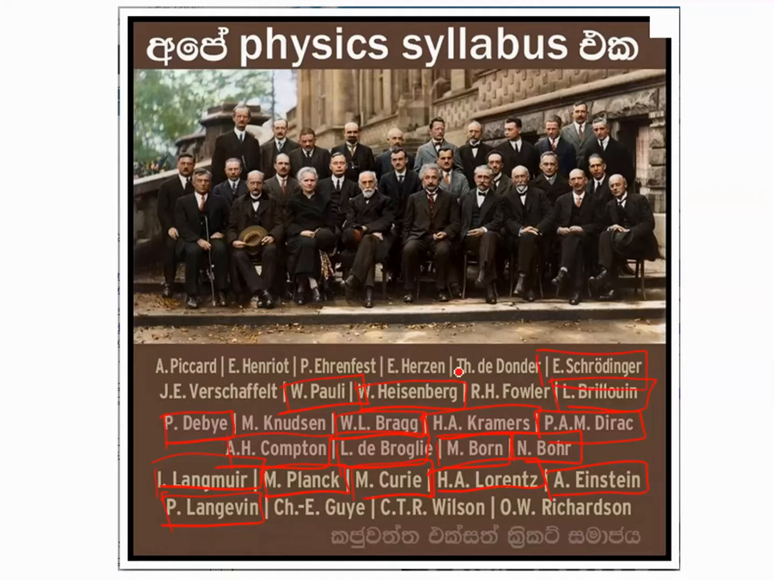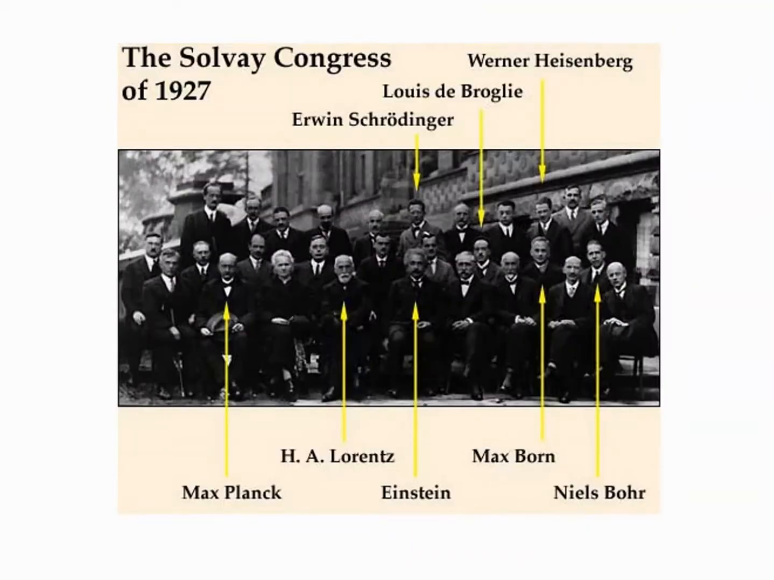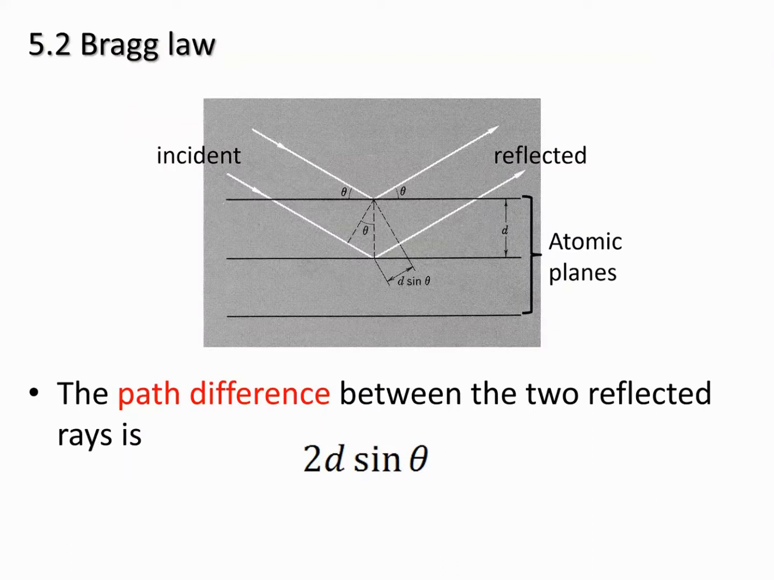Schrodinger. Okay, so like what I told you, this group of scientists basically covers most of the subjects that you study in your undergrad program. Okay, and you should recognize them. So they are the ones who make you study all these things. Okay, so these are the outstanding ones like Max Born, Einstein, Lawrence, Planck, de Broglie, Schrodinger, and Heisenberg. Right. Okay, we come back to the Bragg law.